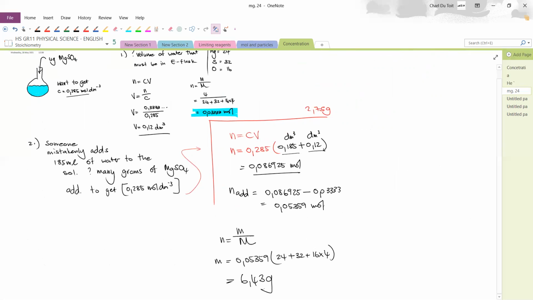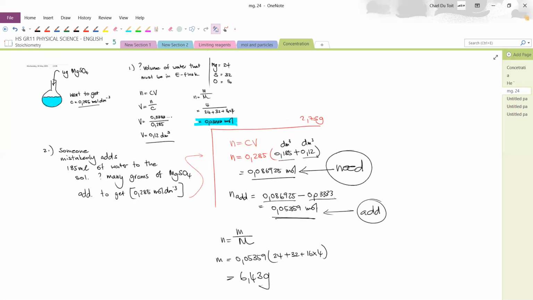What method did you use? There's another way of doing it. That kind of sounds right, eh? Let me just think. So aren't you supposed to divide? No, just wait. This is the amount of mole I need to add. You agree with that? So I worked out the amount of mole that we need to get that concentration. Then I took what I need minus what I have, and this is the amount of mole that I need to add, and then I worked out the mass I need to add. There's other ways of doing it.